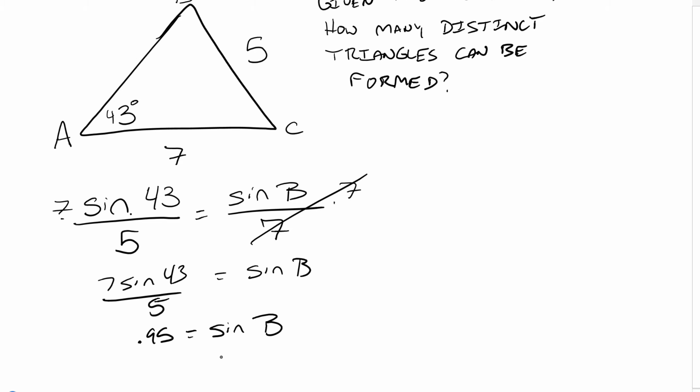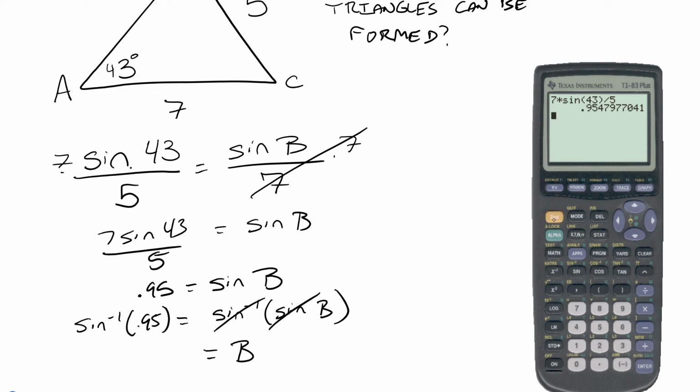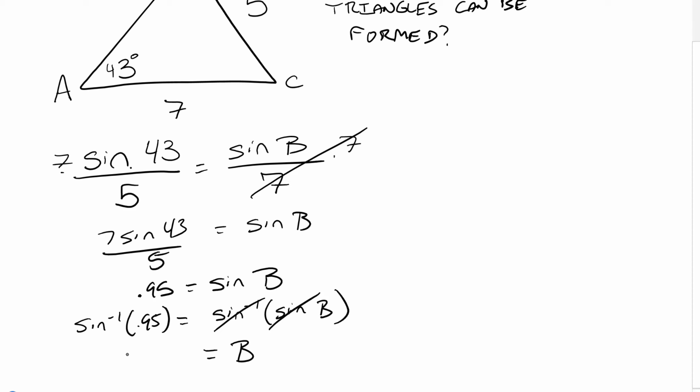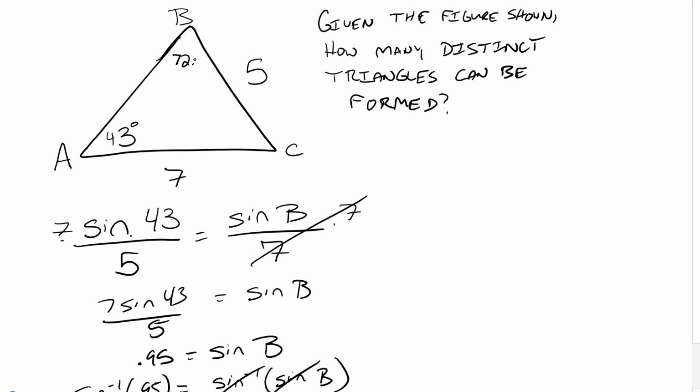To solve for B, we take the inverse sine or arc sine of both sides. So we want to know what the arc sine of that 0.95 decimal is. We get B equals the arc sine of our answer from before, and it will give us 72.7. I'm going to round that to the nearest tenth, so 72.7 degrees for angle B.